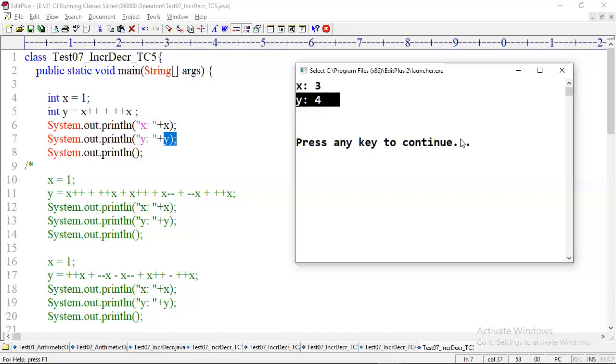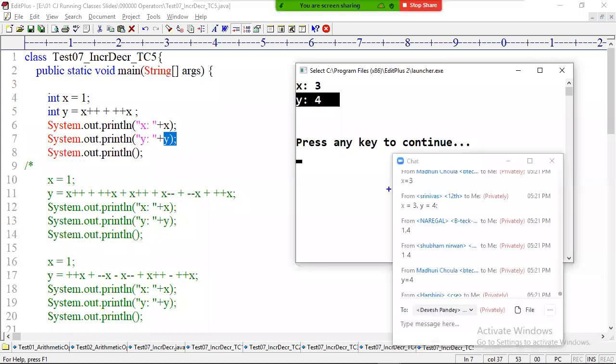Many people again started giving the wrong answer. Why are you people not using your brain, Rana? Okay. Srinivas, a 12th class student, has given the correct answer.